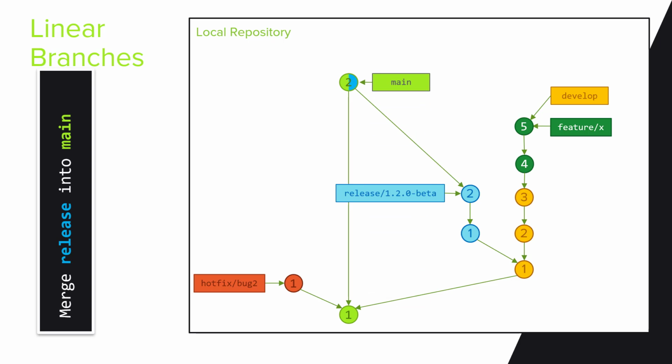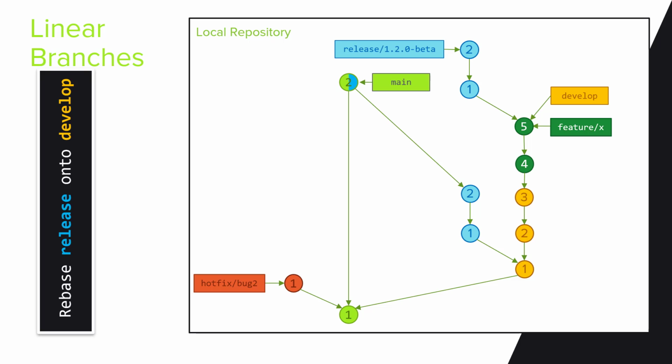Release branches should still be merged into main. We really need that merge commit for traceability and clarity. But of course, we can rebase the release onto develop. Here we don't have the same constraint as with main.